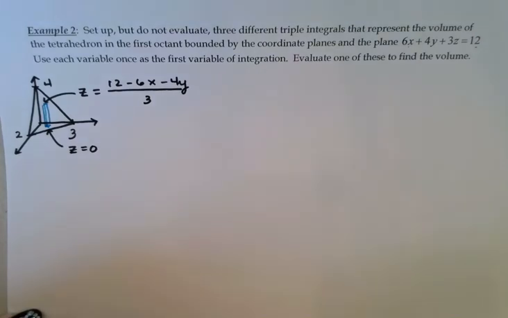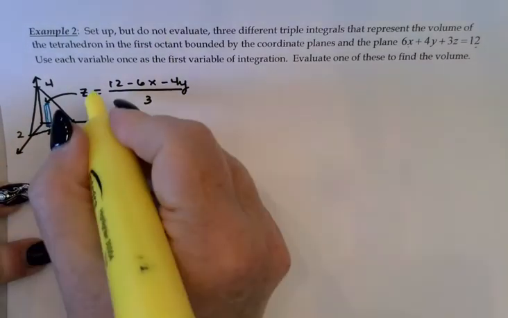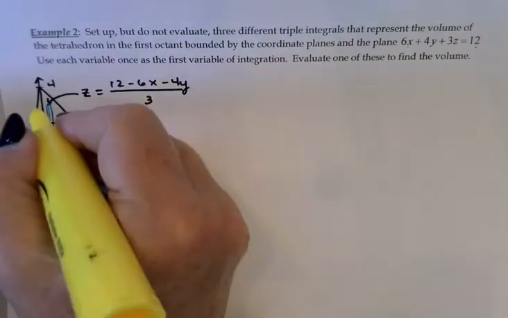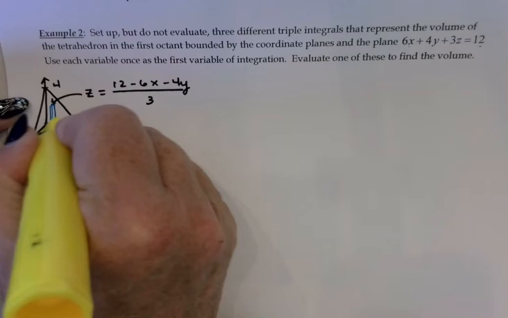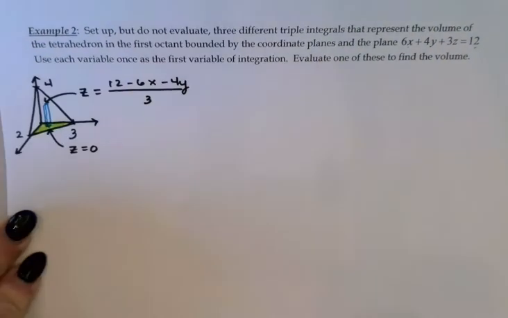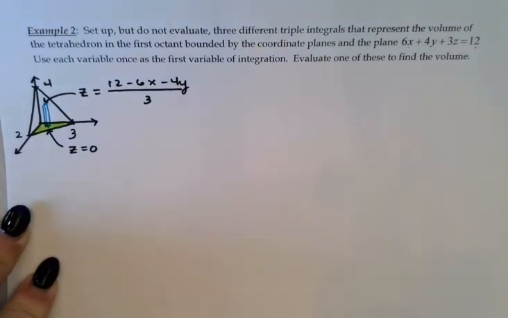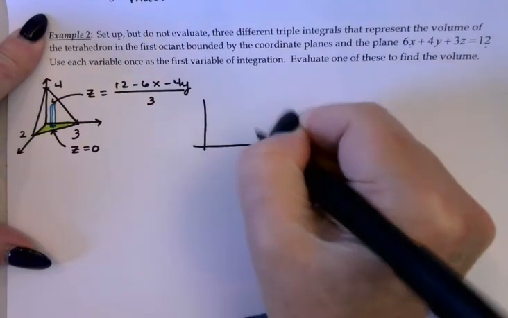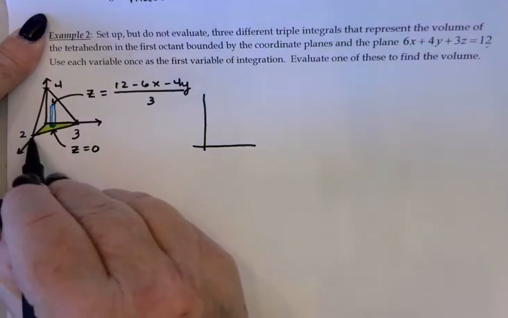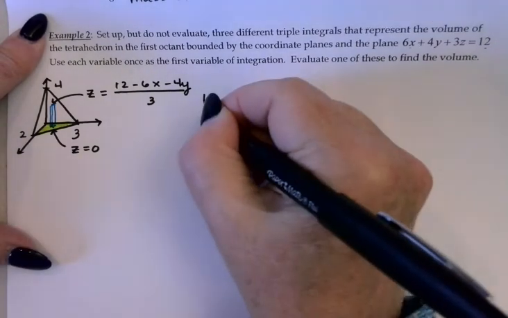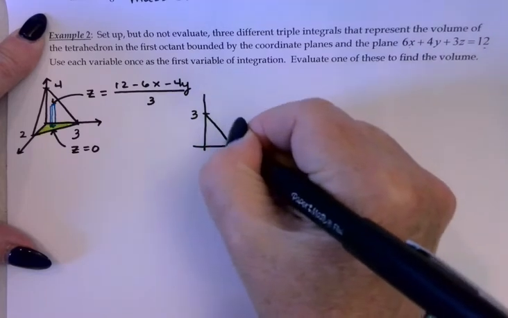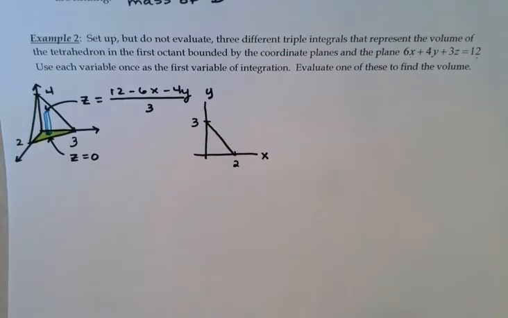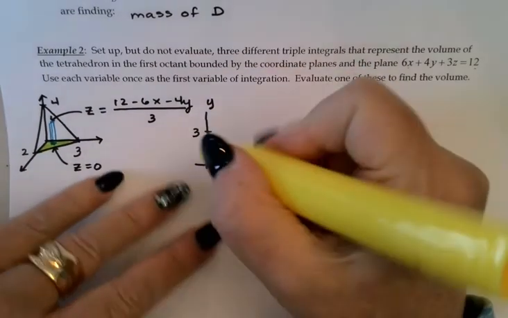While I'm still drawing, let's think about the region R. Since I'm doing the dz first, R is going to be in the xy plane. So that's going to be this triangle down here in the xy plane. And I'm going to draw that as well. Let's see, x had the intercept at 2 and y at 3 in the xy plane. So my region R actually looks like this.